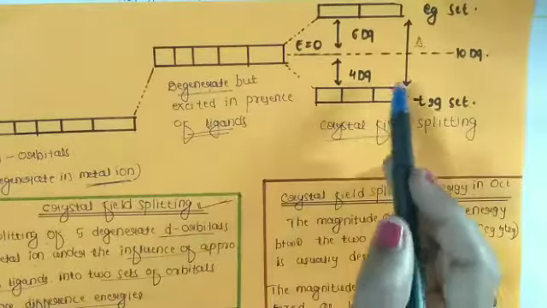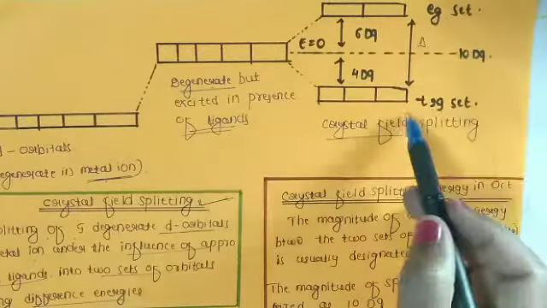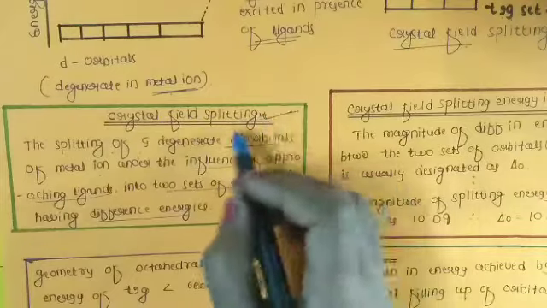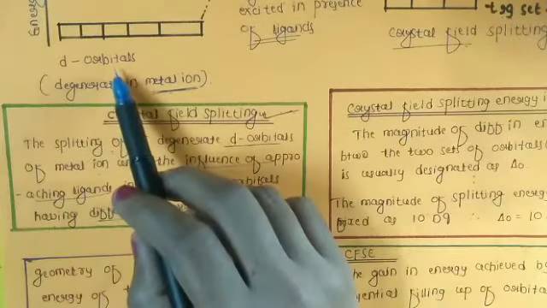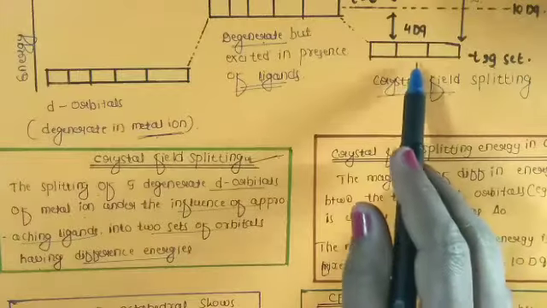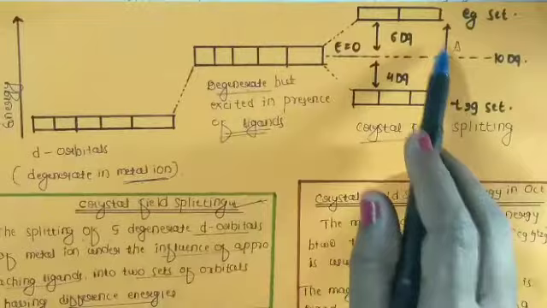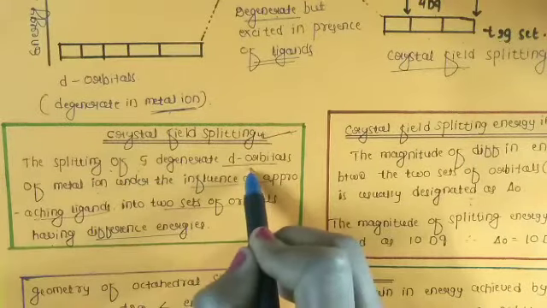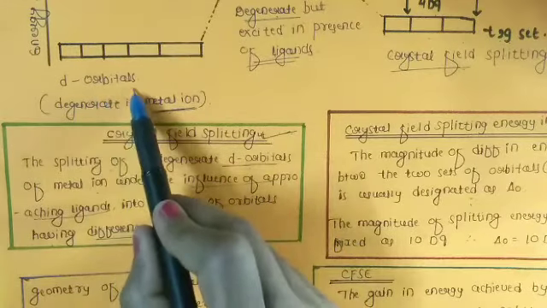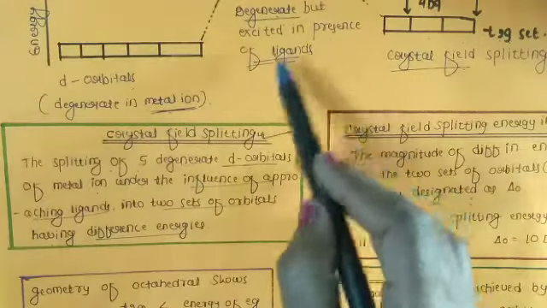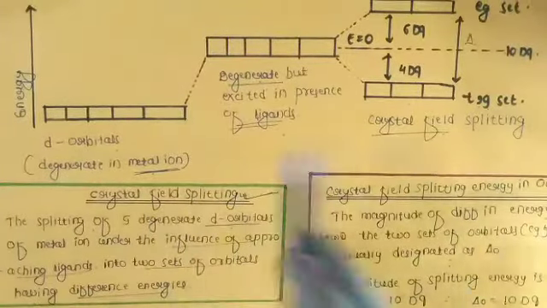And then again it is split into two formations. One is the eg set, another is the T2g set of orbitals. So now, what is meant by crystal field splitting? Here the d orbitals interact with the ligands and give a splitting into two types. The splitting of the 5 degenerate d orbitals of the metal ion under the influence of ligands to give two sets of orbitals is known as crystal field splitting.